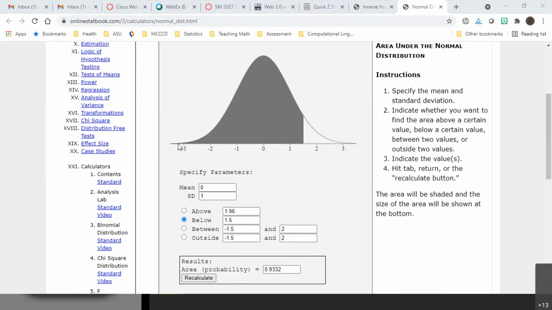And you can see exactly what you're talking about. This goes all the way out. Remember, the tails go on forever. Okay, everybody good with that?